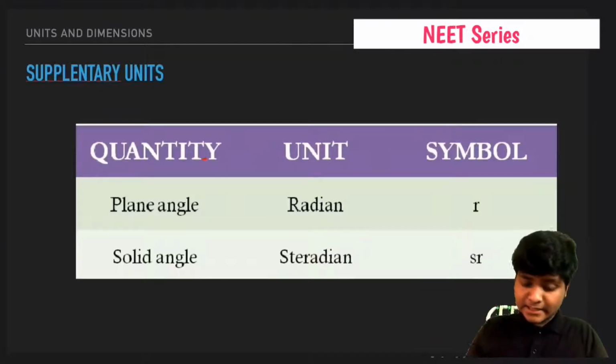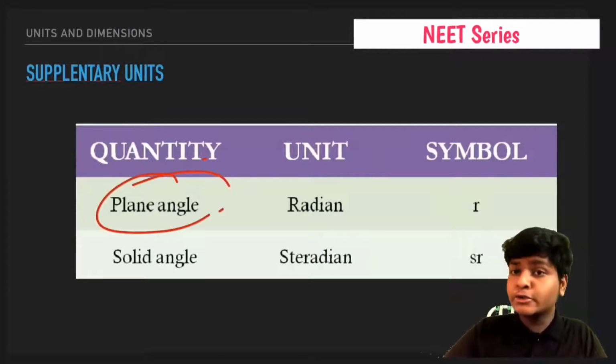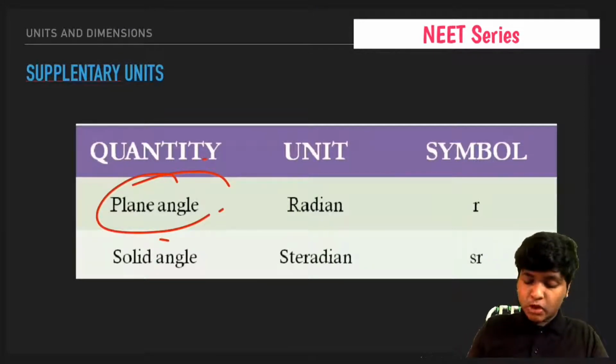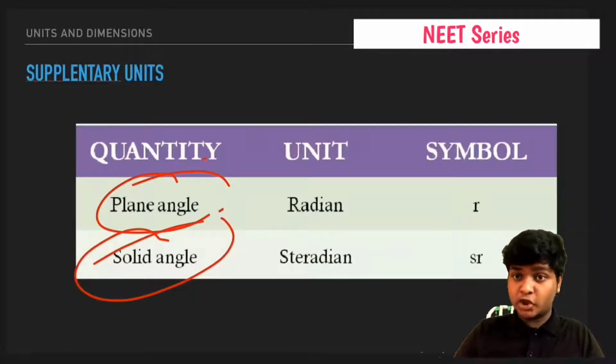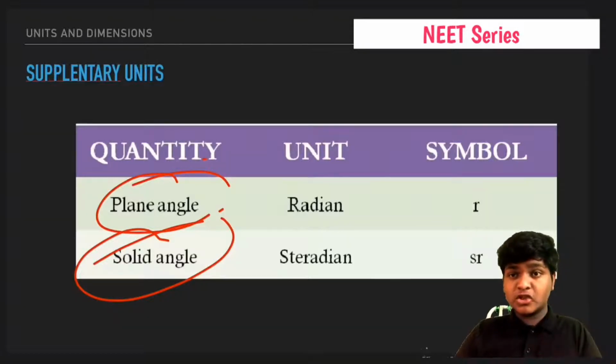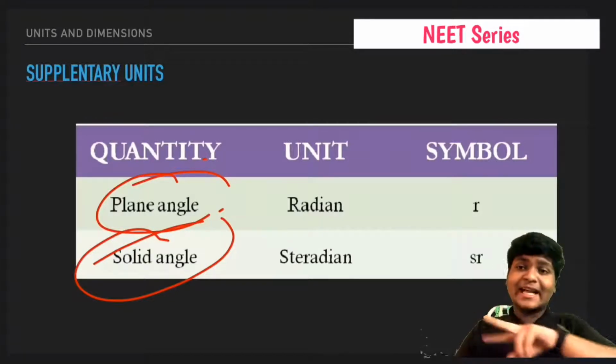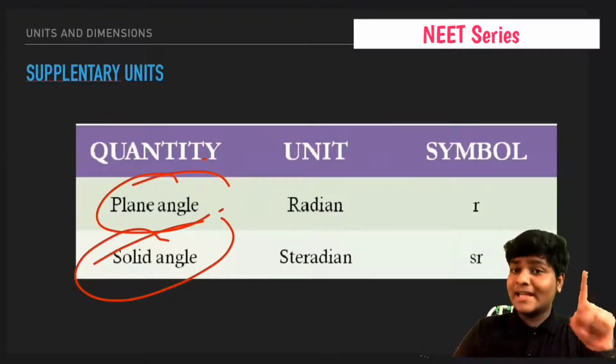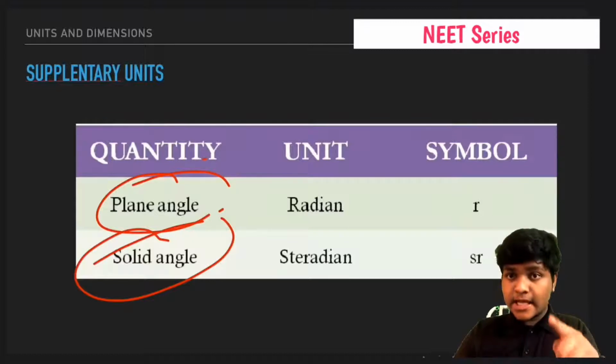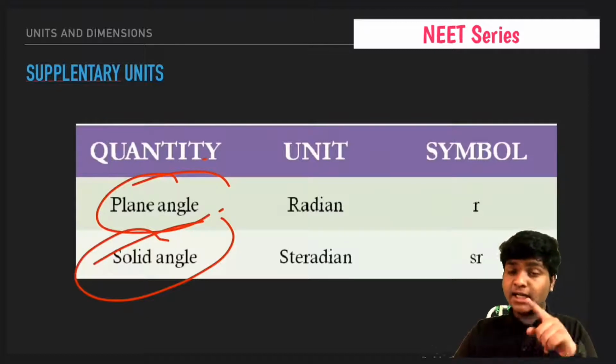Plane angle is based upon 2D, two dimensions. Solid angle is based upon the three dimensions, okay. These three dimensions include length, breadth and height, whereas plane angle takes only length and breadth, or length and height, or length and width, any kind of alternative. So the plane angle unit is radian. It's denoted with the letter R.